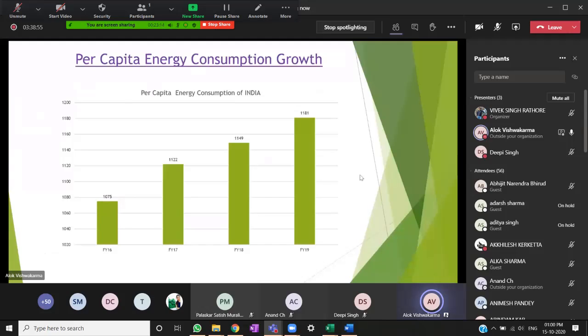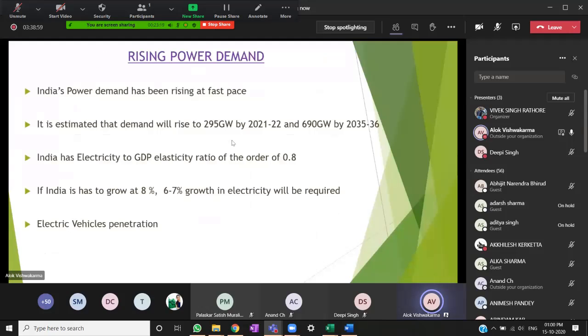India's power demand is also rising very fast. Many of our industrial activities, rural electrification, and government schemes to provide power for all are creating huge power demand. One estimate says that by 2035-36, there will be 690 gigawatt of demand. Roughly, for India, there is an electricity to GDP elasticity ratio, a rough ratio linking GDP to electricity consumption. It is around 0.8. So if India has to grow by 8%, then 8 into 0.8 is the growth needed in electricity. So 6-7% growth in electricity year by year will be required. So power demand in future is also going to be very, very high.